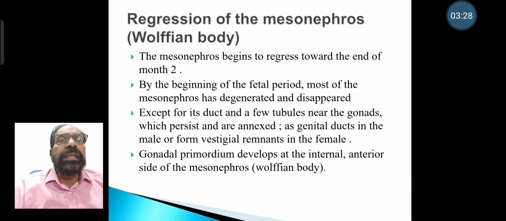The mesonephros begins to regress towards the end of month 2. By the beginning of the fetal period, most of the mesonephros has degenerated and disappeared, except for its duct and a few tubules near the gonads, which persist and are annexed as genital ducts in the male and form vestigial remnants in the female. The gonadal primordium develops at the internal anterior side of the mesonephros.